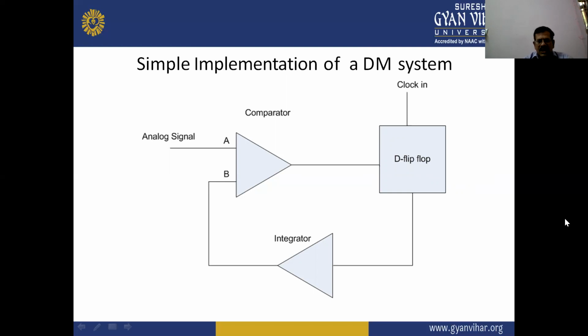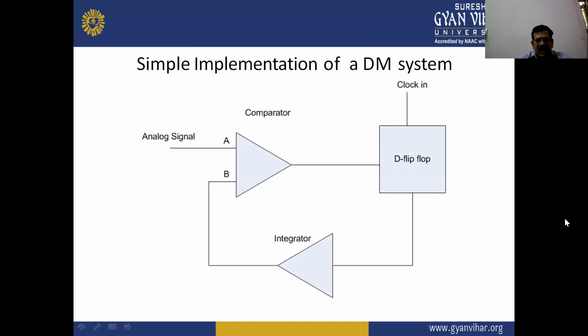So here is a comparator, an integrator, and a D flip-flop, and next the output of the comparator is applied to the D flip-flop. The D flip-flop is a digital device. We apply a clock pulse in the form of time to the D flip-flop. So the D flip-flop works as per the applied clock pulse, which is applied in digital form.